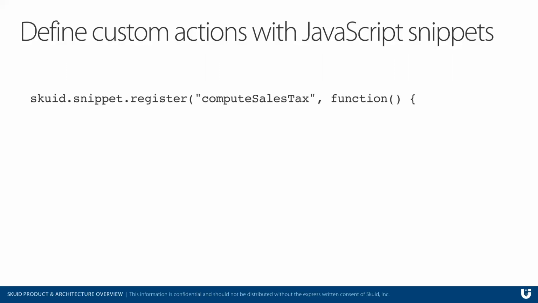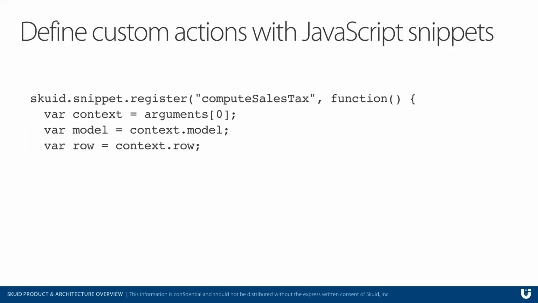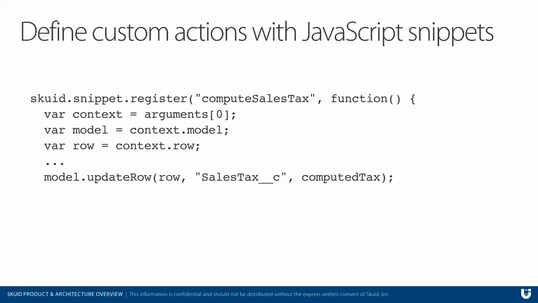So for instance, if you want to have a snippet that does something like computing sales tax, you can register a snippet, and Skuid makes this really easy to do, that will take in some data from the context of wherever you want to run this snippet action within your sequence. You can take in the context, model, the row, and then it can run some logic on it. Go figure out, based on that, I'm going to run this crazy calculation. Might be kind of nuts. And then maybe I'm going to update a sales tax field or something like that, maybe a discount, or a final price.